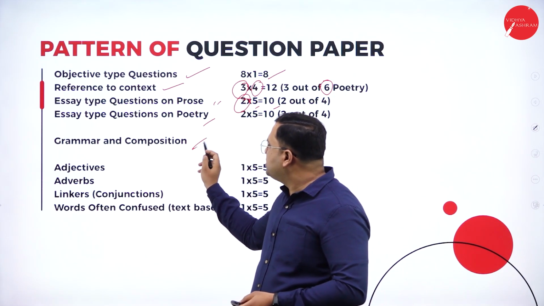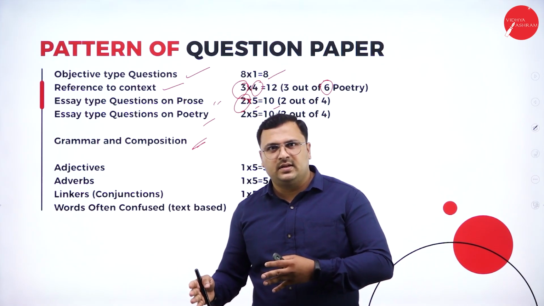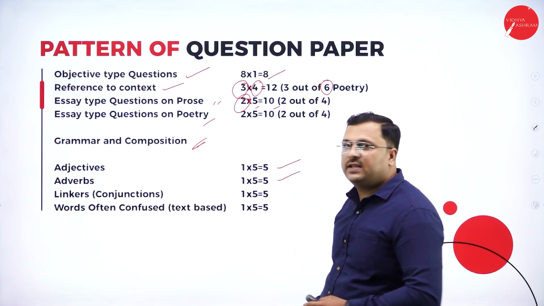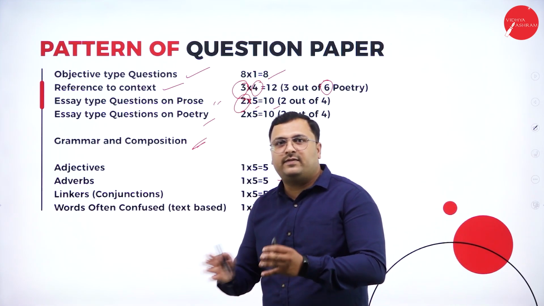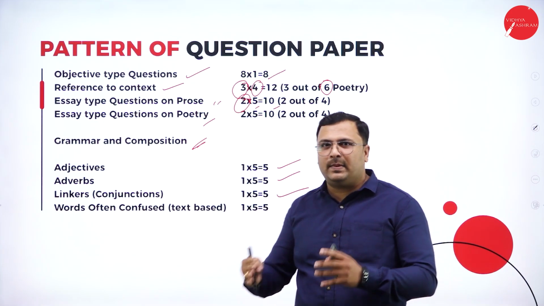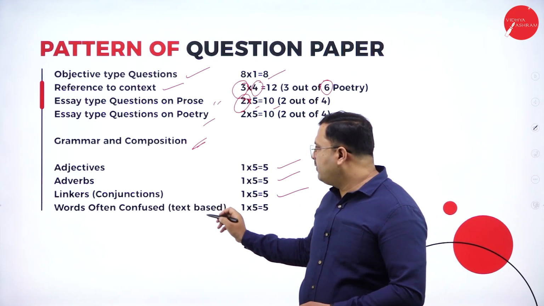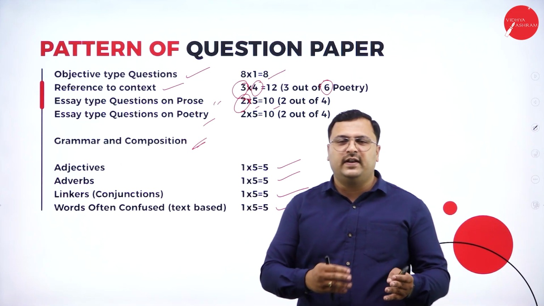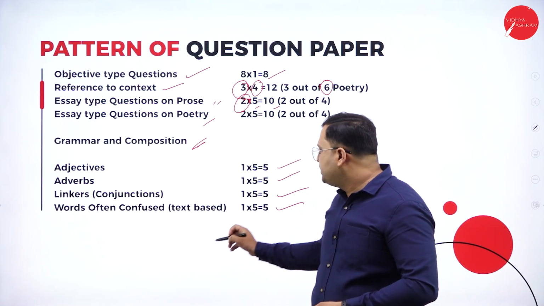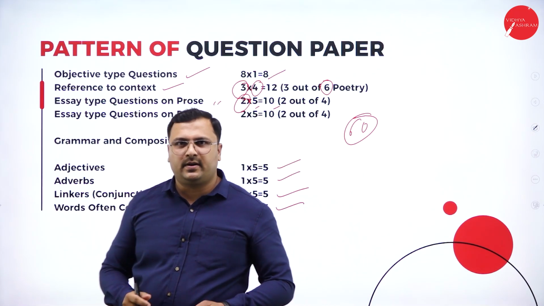Then from grammar and composition, adjectives, you will get 5 questions. You will be given 5 sentences. You have to just identify the right adjective. Again in adverbs, which carries 5 marks, 5 sentences are given. You have to identify the adverbs. Linkers also same. It is like fill in the blanks. You are given options. You have to choose the right linker and place it at the right place. Then words often confused is also like filling in the blanks. You have to choose the right word which gives the right meaning. So you will have scored 60. So this is your exam paper pattern.